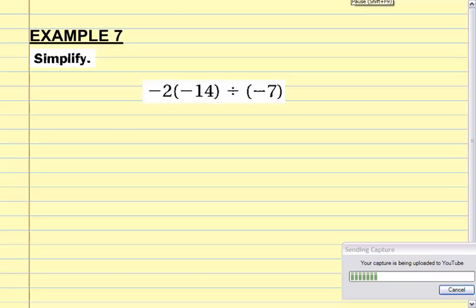Okay, folks, thanks for bearing with me there. Now we're ready to go. We've got two more examples that we're going to do.